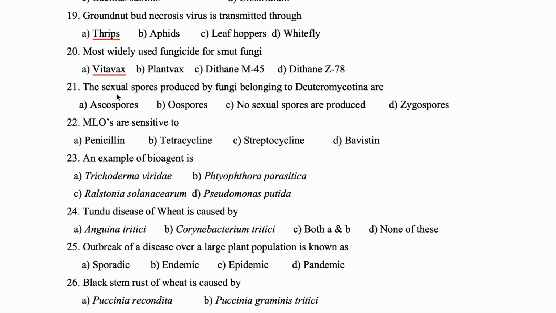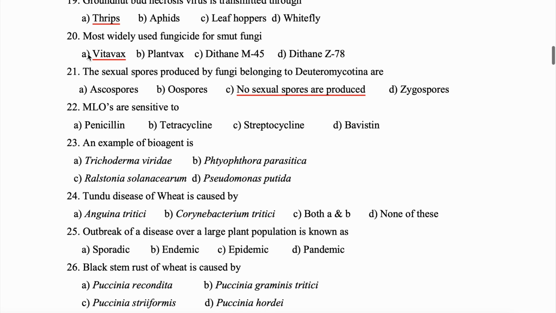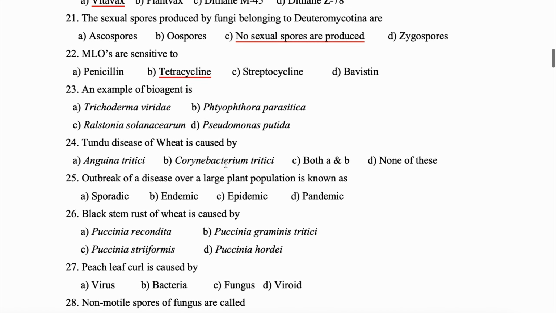Question 21. The sexual spores produced by fungi belonging to Deuteromycotina. It will be no sexual spores are produced, because Deuteromycotina is what? It is called dustbin group. Okay. And all the asexual spores belong to this group. So, no sexual spores are produced under Deuteromycotina. Next, MLO are sensitive to tetracycline. Question 23. An example of bioagent. With eyes closed, it will be Trichoderma viride.